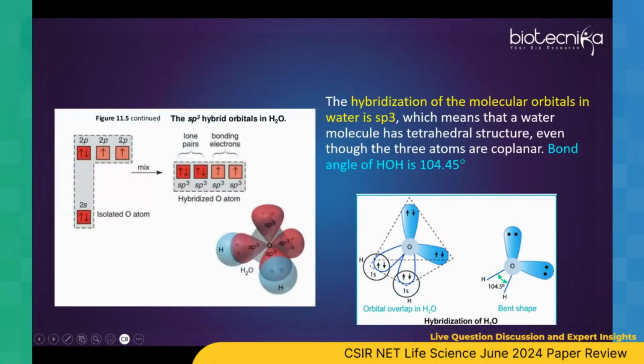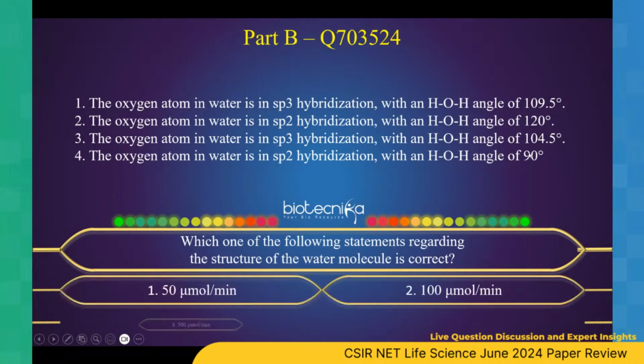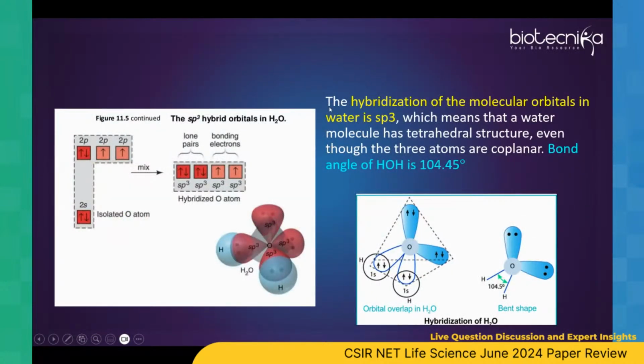Okay. So as you can see here, option 3 is applicable here, which is you have the sp3 hybridization and the angle will be 104.5. Okay, so here the hybridization of the molecular orbital in water is sp3, which means that a water molecule has tetrahedral structure even though the three atoms are coplanar.